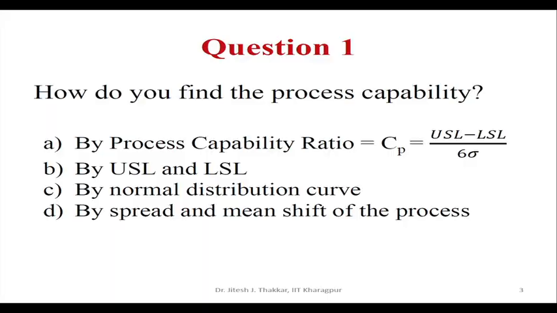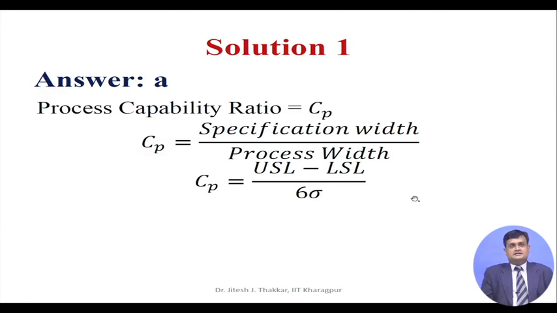Question 1, how do you find the process capability? A, by process capability ratio Cp, USL minus LSL divided by 6 sigma. B, by USL and LSL. C, by normal distribution curve, and D, by spread and mean shift of the process. The answer is A, process capability ratio Cp. Specification width divided by process width, USL minus LSL divided by 6 sigma, is the correct answer.